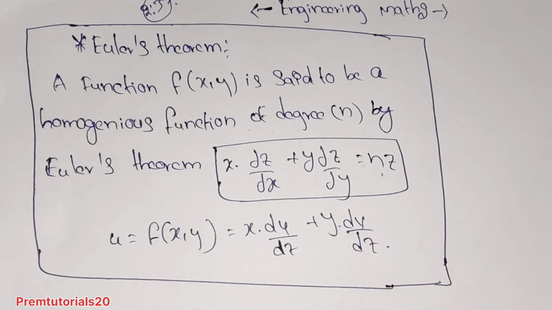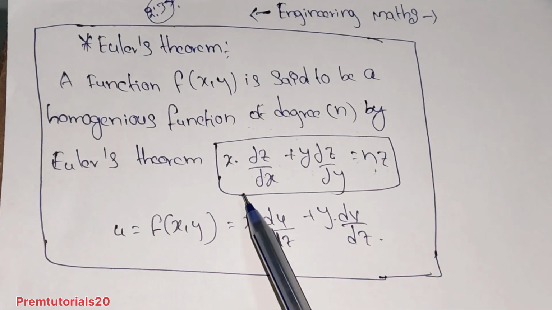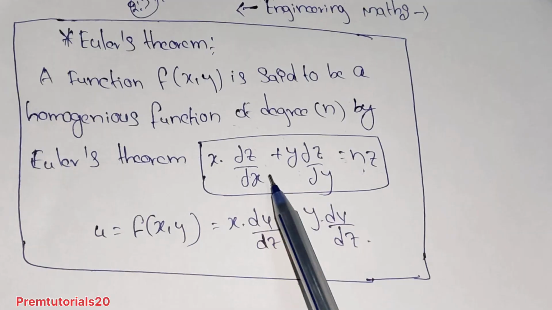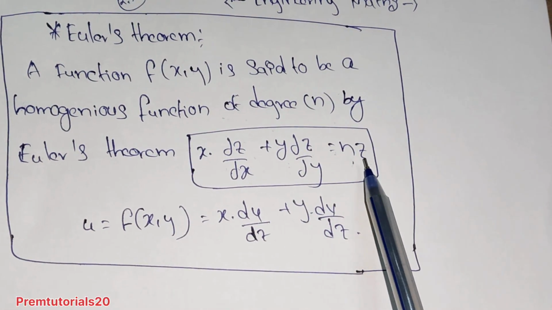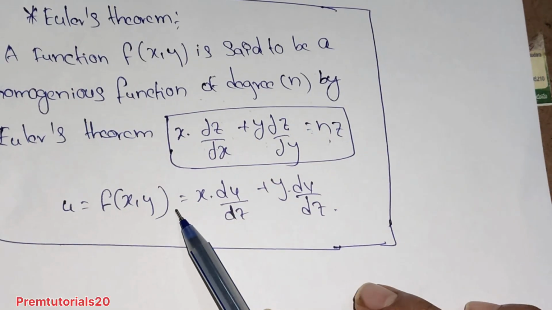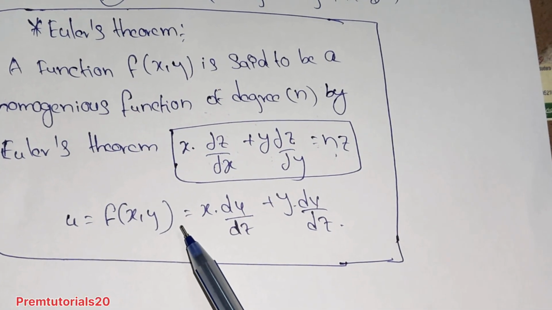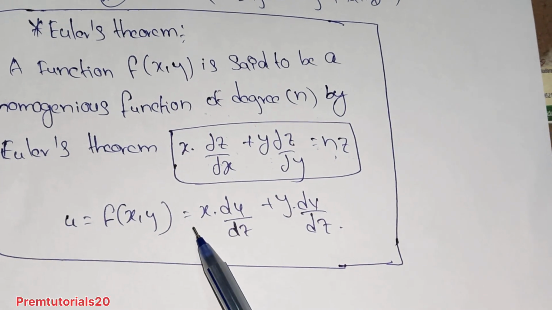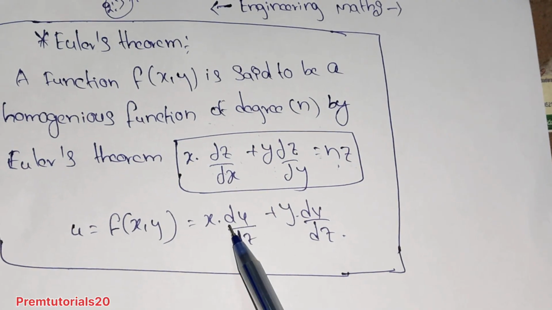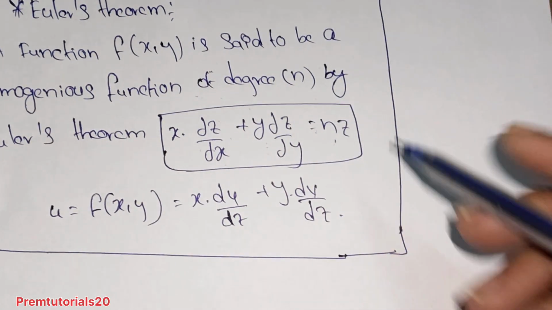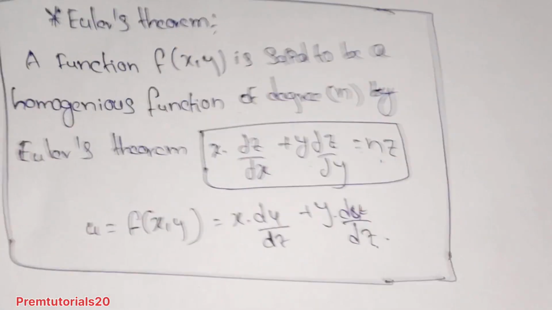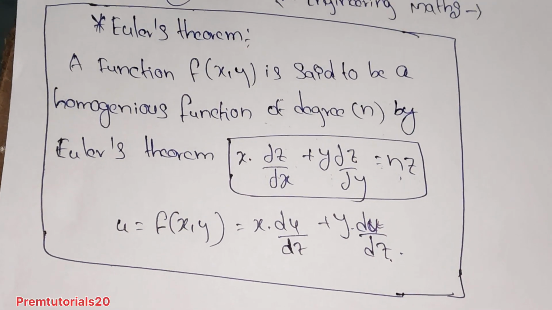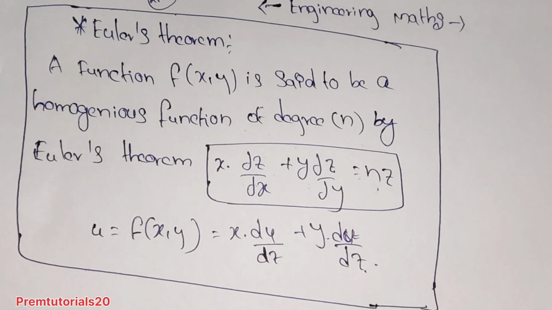For a homogeneous function of degree n, by Euler's theorem, x ∂z/∂x + y ∂z/∂y = nz, where u = f(x, y). That means the function f(x, y) = x ∂u/∂x + y ∂u/∂y. Now we are going to solve a problem regarding Euler's theorem.